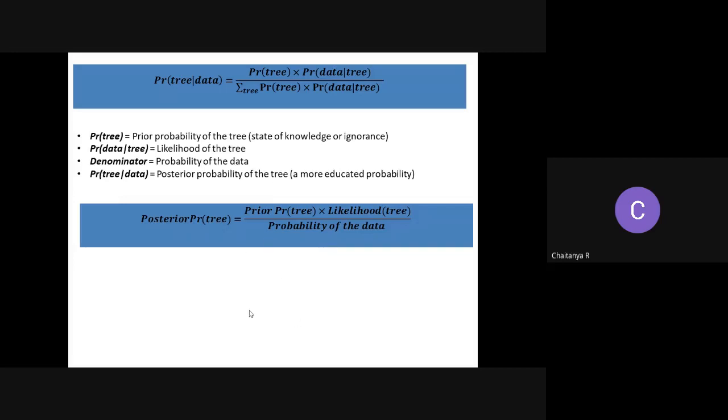But in essence, this is what all programs that use Bayesian inference to get to a certain tree use. This is the formula they all use, okay?